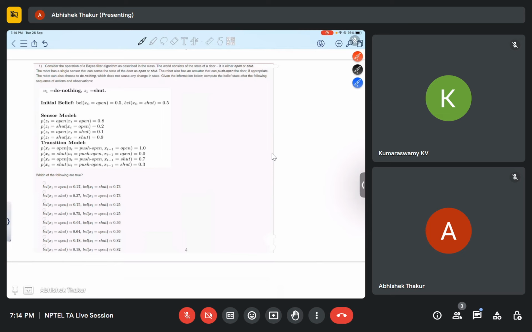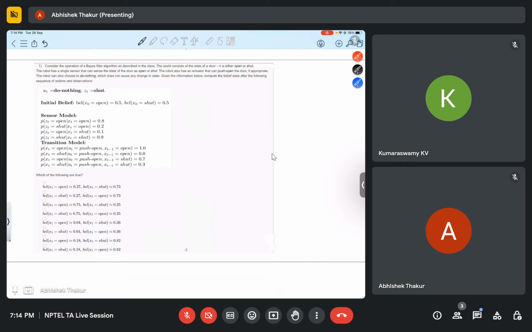So here is the question. Consider the operation of a Bayes filter algorithm as described in the class. The world consists of the state of a door, either open or closed, open or shut. The robot has a single sensor that can sense the state of the door as open or shut. Let's suppose a camera is there which derives whether the door is open or closed.